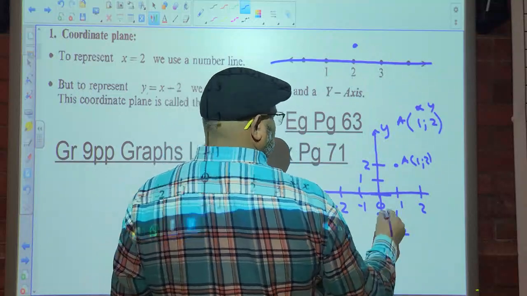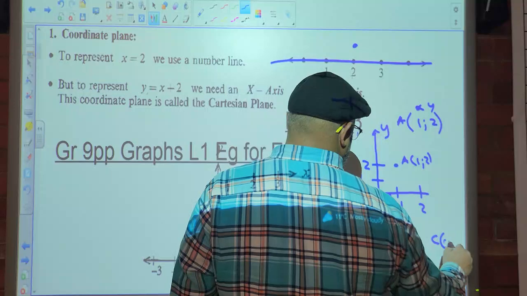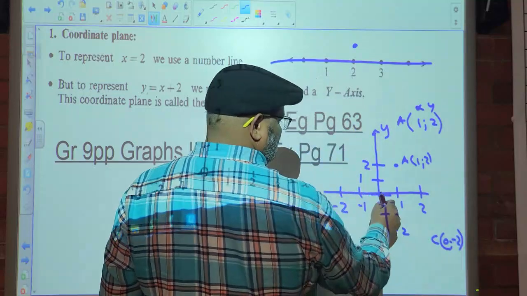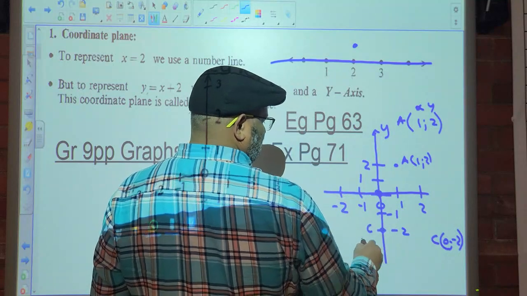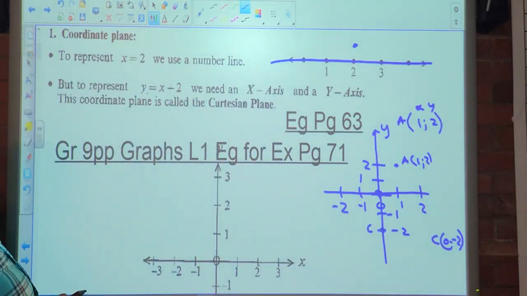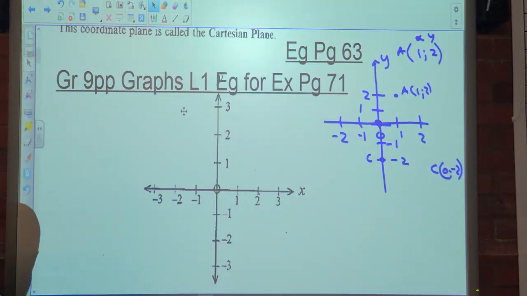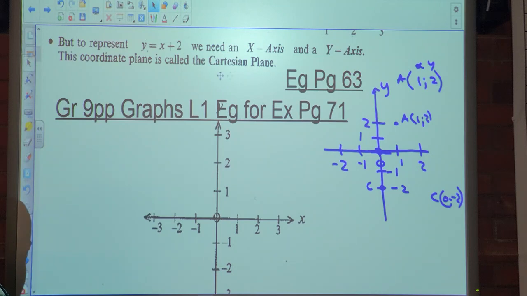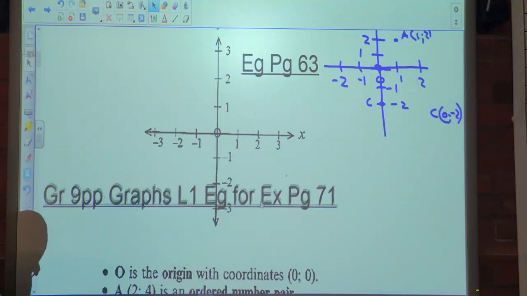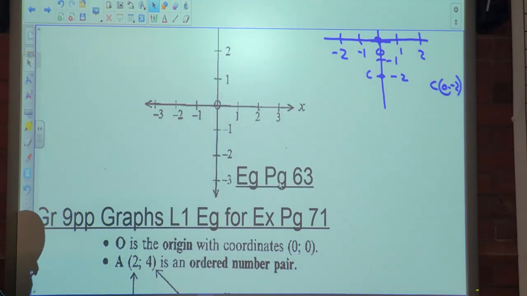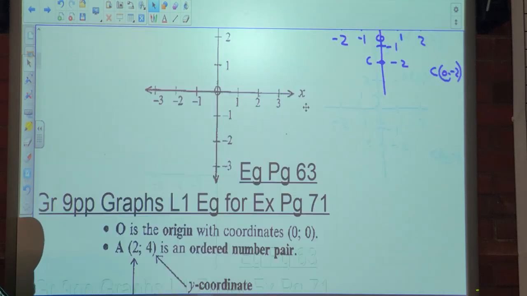If I ask you to plot the point C, which is 0 and negative 2, the x is 0 here and y is negative 2 there. So that is going to be your point C, and so on. But to represent that, we need x and y axes. This coordinate plane is called the Cartesian plane. Remember, it's your x and the y. In coordinate form, always write x and y.